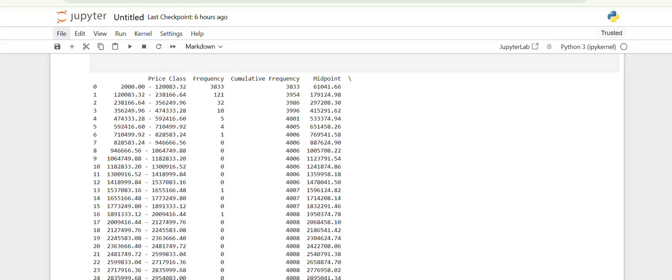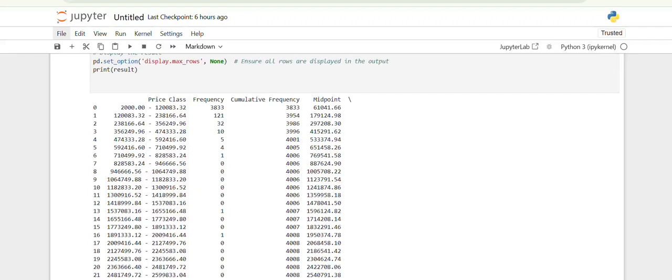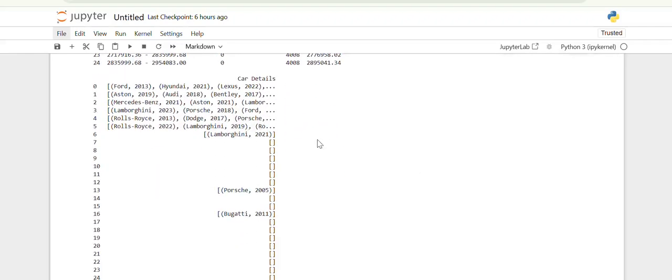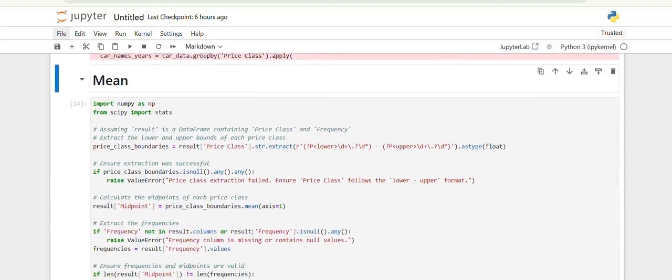And at last we can also see that. After that we can see the cars located in that class range, in the first or zero class. We can see that for 2013, Hyundai 2021, Lexus 2022. Same as in the first class, we can see Aston 2019. Same as in the second, third. So this tells us the car name as well as the model of cars located in that price range. After that, we move towards the mean.